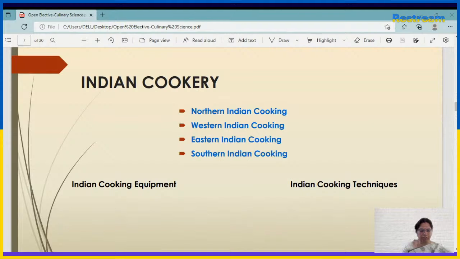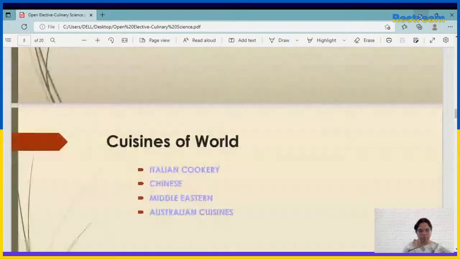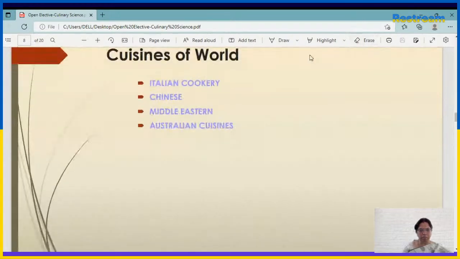Then coming to different cuisines. So we spoke about Indian cuisines. Now we are speaking about the cuisines of the world. In that you have, first, Italian. So Italian cuisine consists of traditional meals and ingredients that people consume in Italy. So these are mainly pasta, sauces, and cheeses, which are staples in the country.